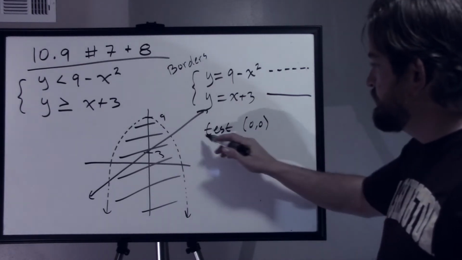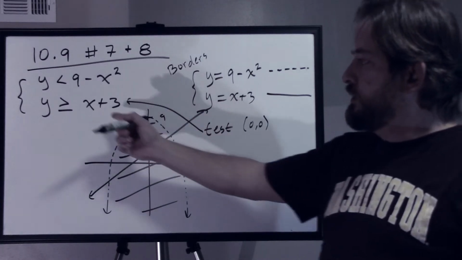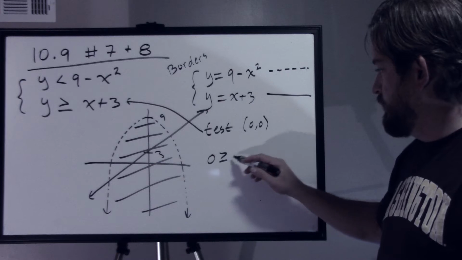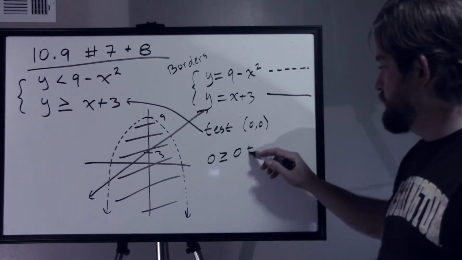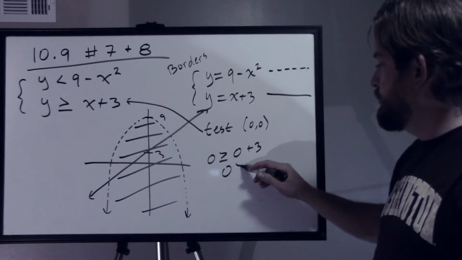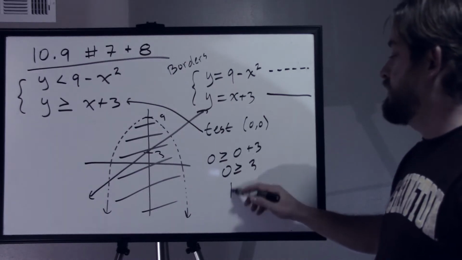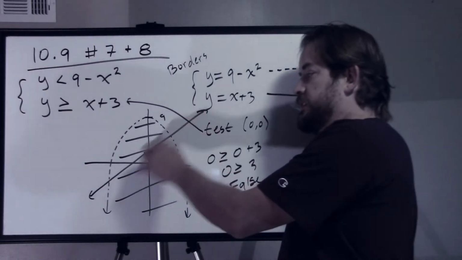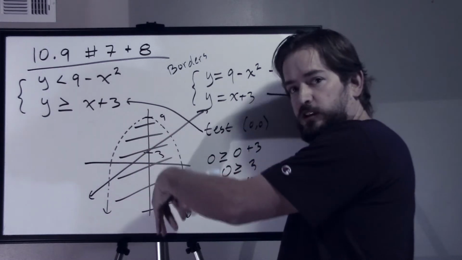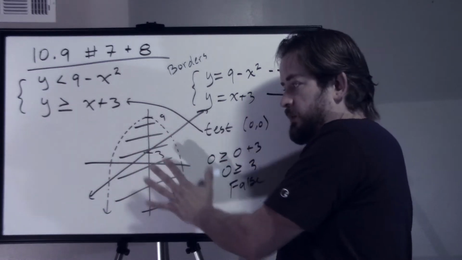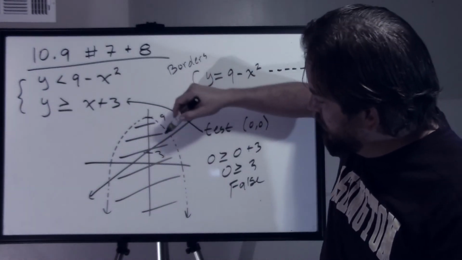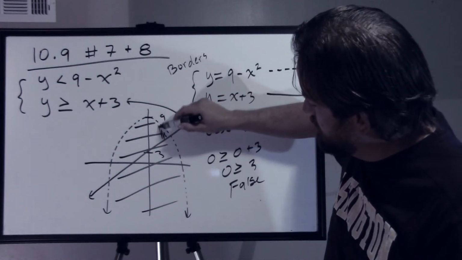So I'm testing 0, 0 into the inequality. So 0 is greater than or equal to 0 plus 3, but that is 0 is greater than or equal to 3. That's false. So in relation to this line, the 0, 0 is down here below it, so I'm going to shade the opposite area because it's false, and so I shade this little enclosed space.